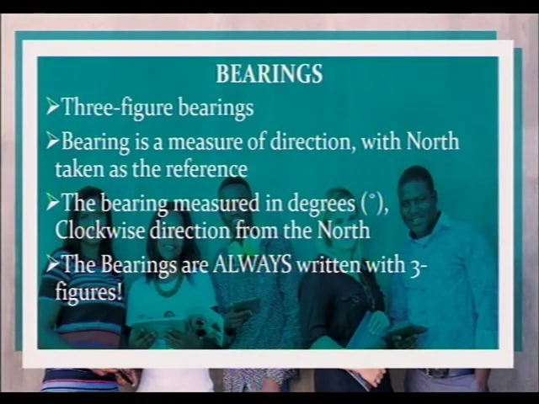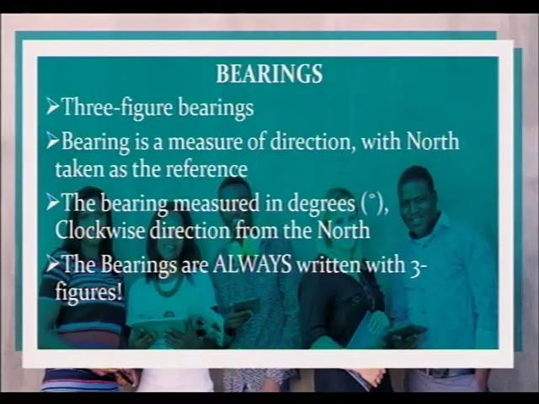There are also questions on bearing. Bearing is always given in three figures. Bearing is a measure of direction with north, which should always be indicated. The bearing is measured in degrees always and always and always. We go clockwise when we are measuring bearing from the north. We always start from the north going clockwise, and the bearings are always written in three figures. I just repeat that point because it's very important.